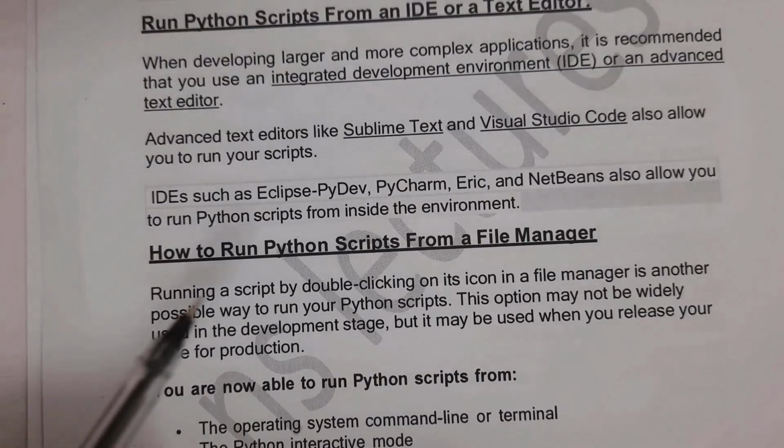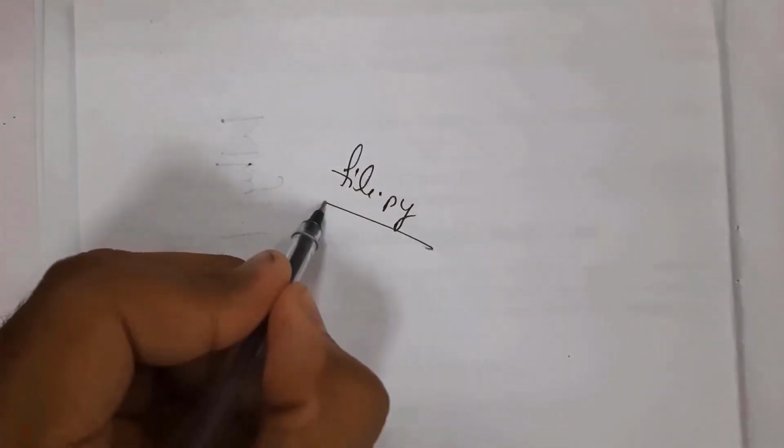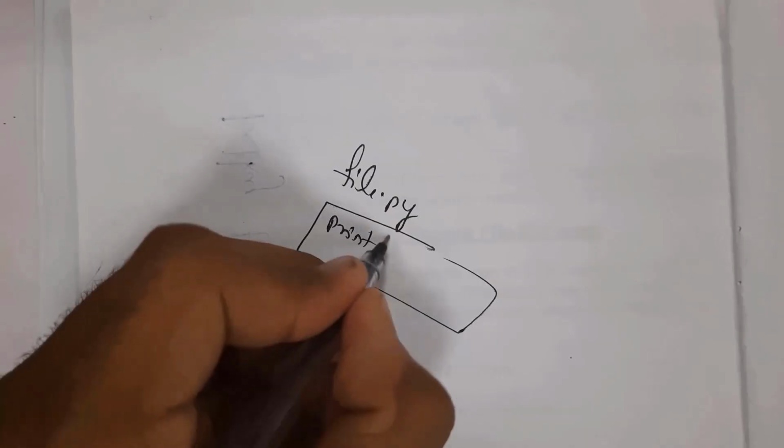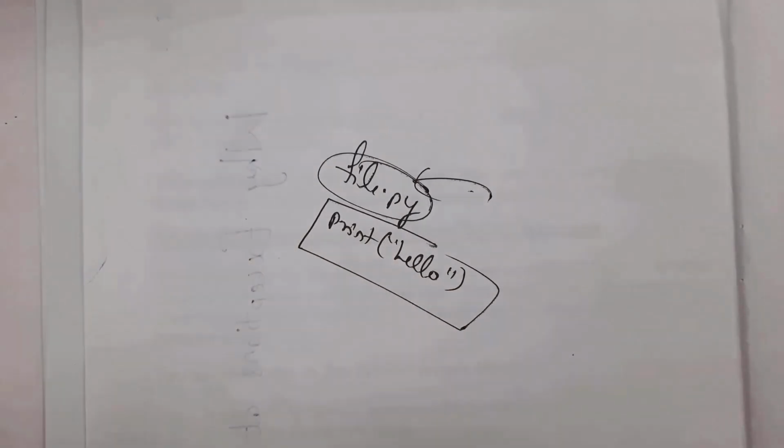You can also run a Python script from file manager. For example, I created one file like file.py. And inside this file.py, I am writing a Python script like print hello. And whenever you double click on this file, you will get output, that is hello.